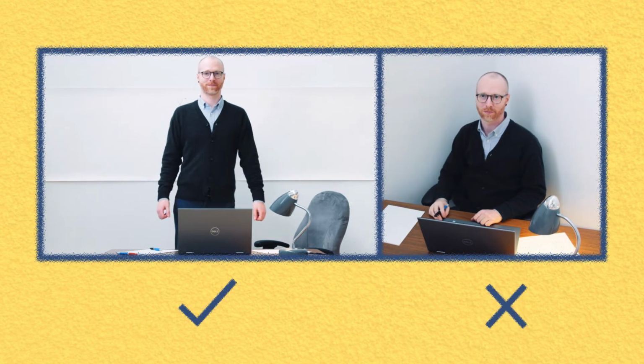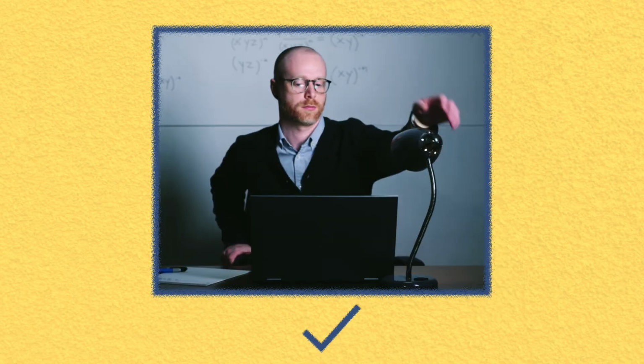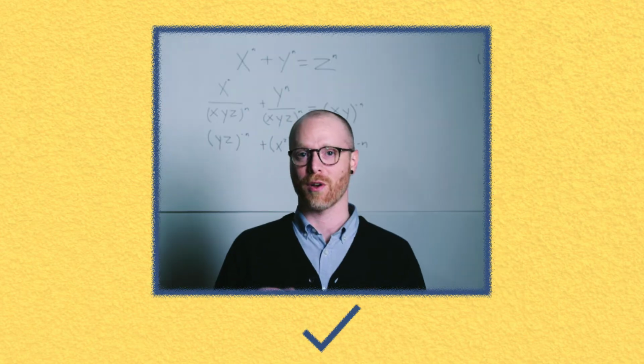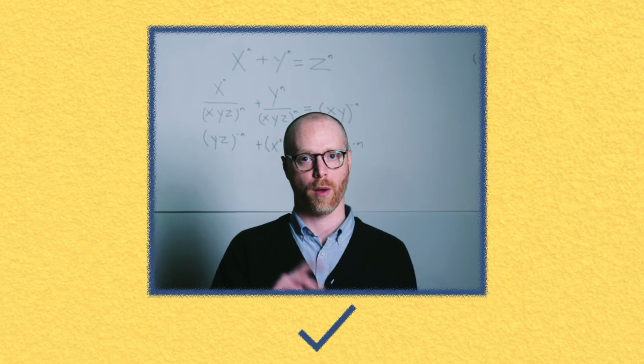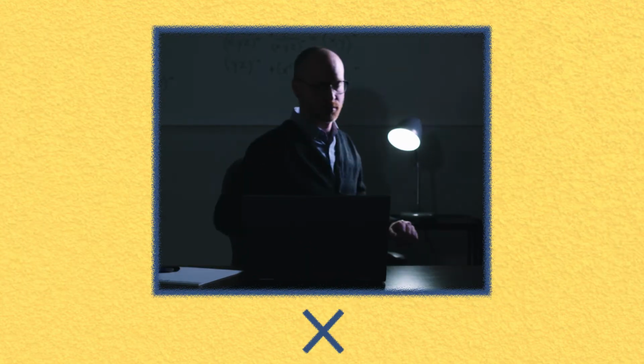Find a space where you have room to move around. The light source, window or room light, should be behind the webcam and lighting your face, not behind you, as this will make it hard to see you.